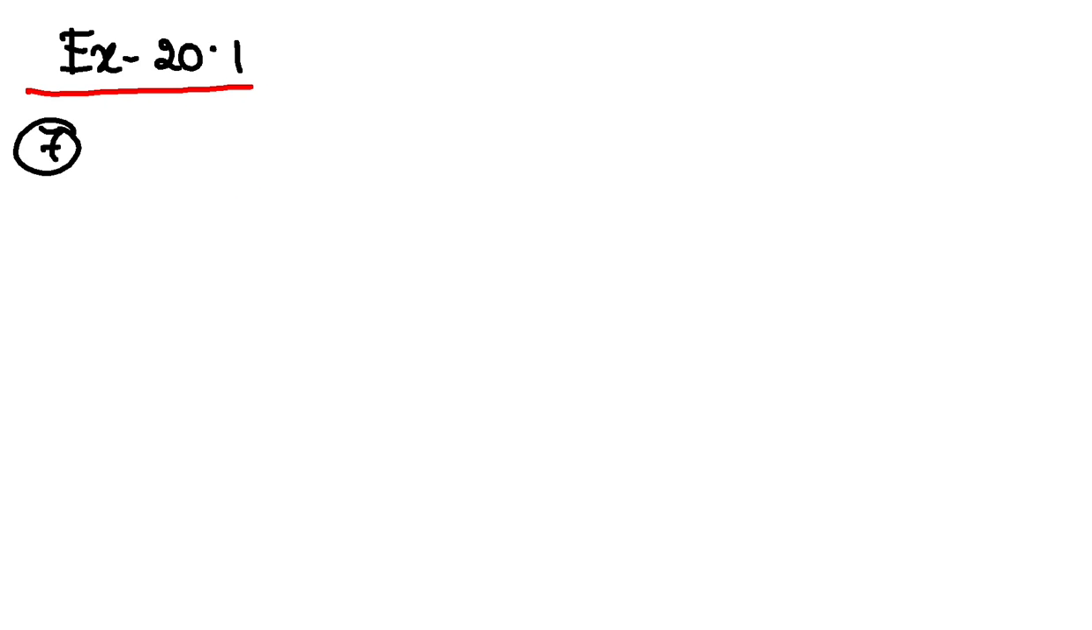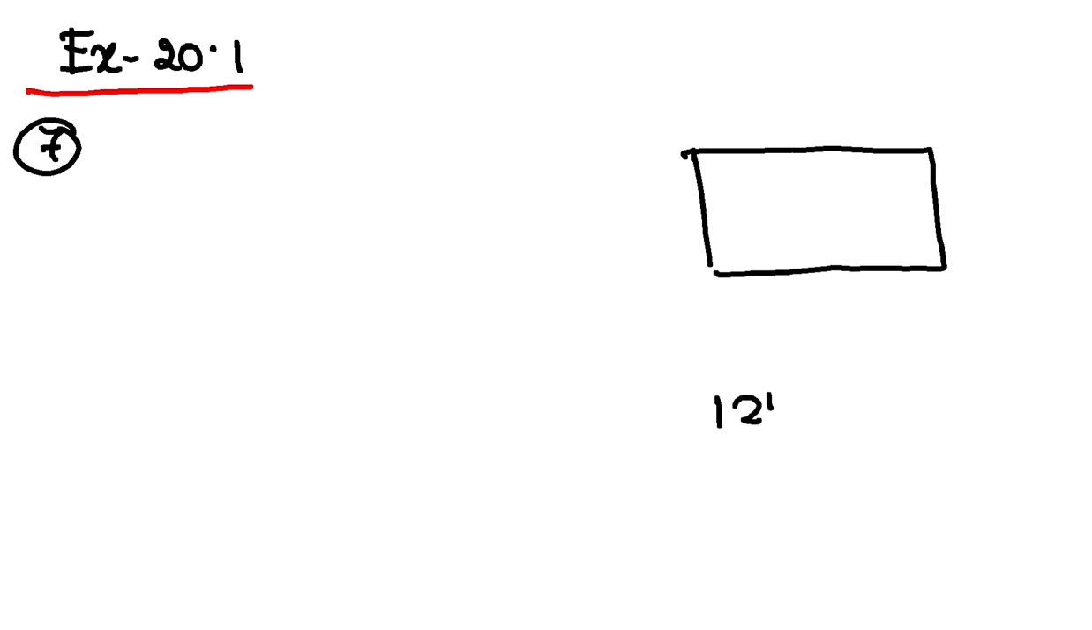We are continuing with exercise 20.1. Now let's solve question number 7. If you read the question, you'll understand that there is a thin sheet of paper, and they're saying its dimension is 125 centimeter by 75 centimeter. Now you have to understand this concept.